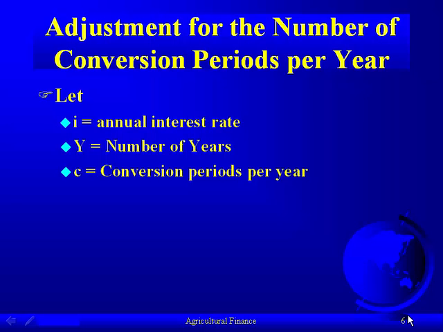First of all, the notation. Let I represent the annual interest rate. Let the uppercase Y represent the number of years, and C represent the conversion periods per year. That's how many times the interest becomes part of the principal during the year. If interest is converted to principal every month, then there are going to be 12 conversion periods per year. Let's also define R to be our per period rate, and we can get the per period rate simply by taking the annual rate and dividing by the conversion periods per year. And let n represent the number of periods, and we can get the number of periods by multiplying the number of years by the number of periods per year.